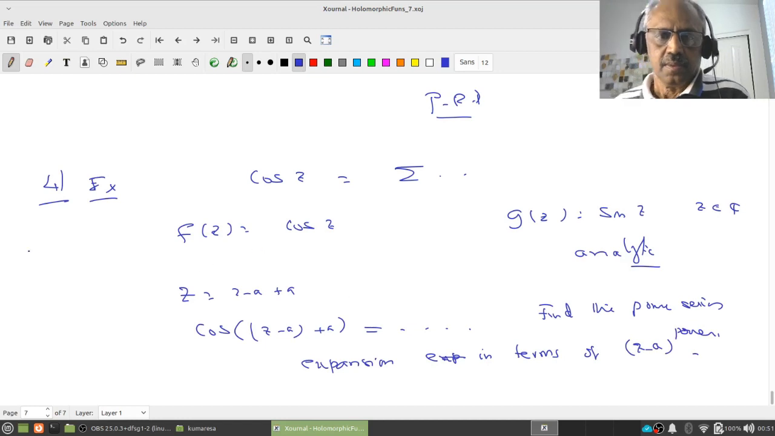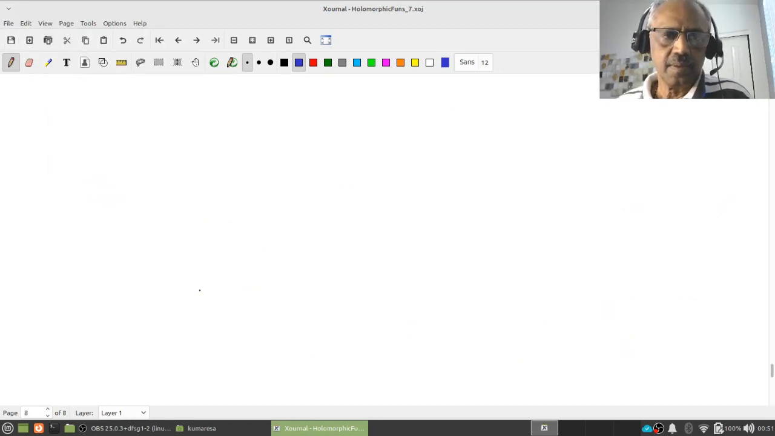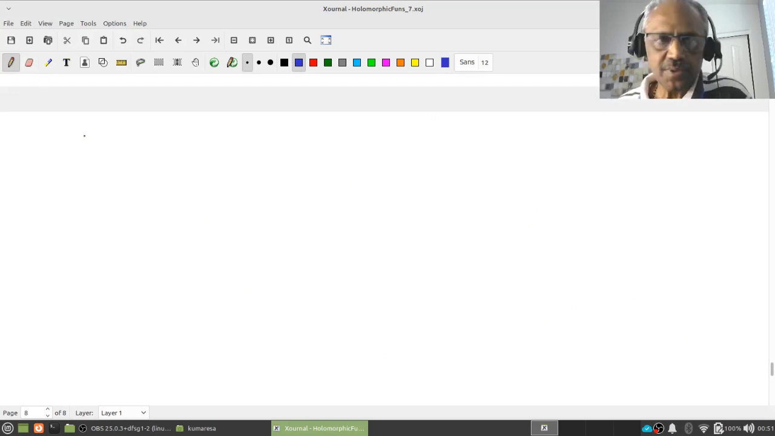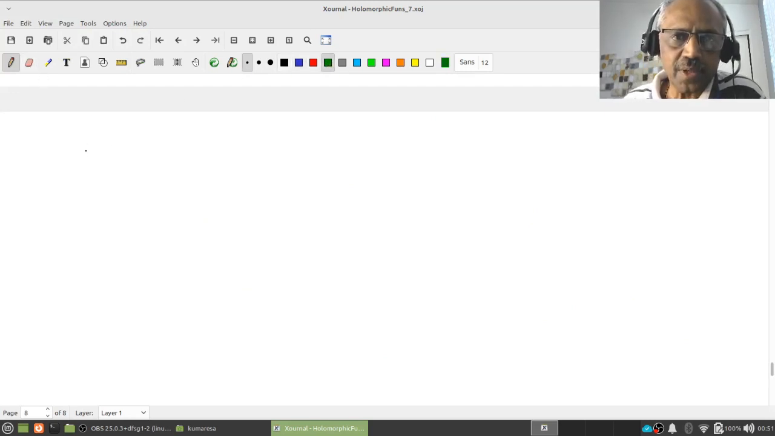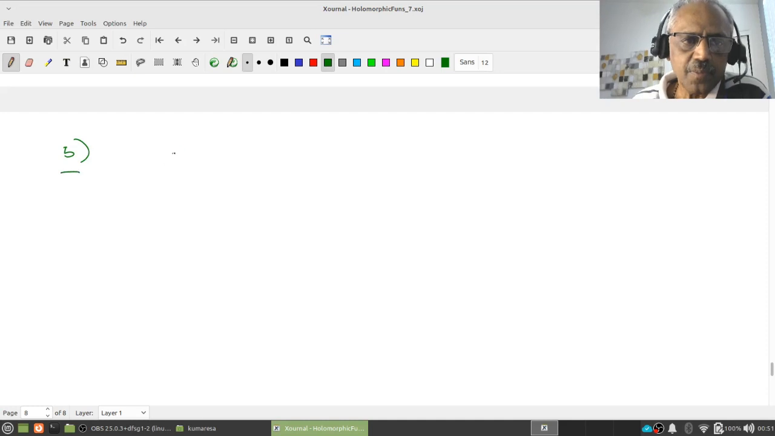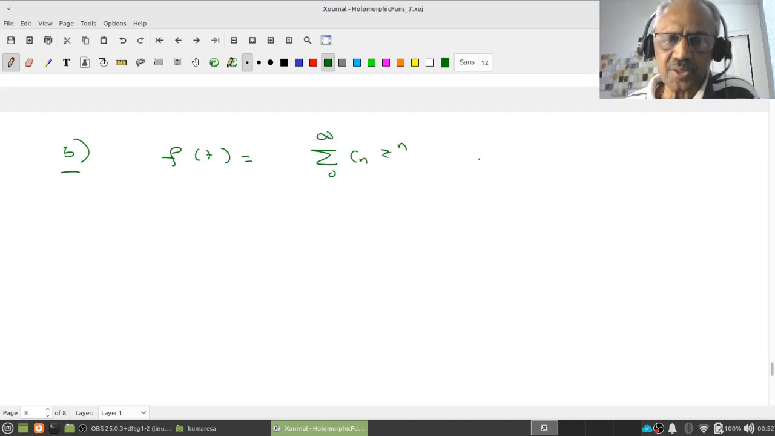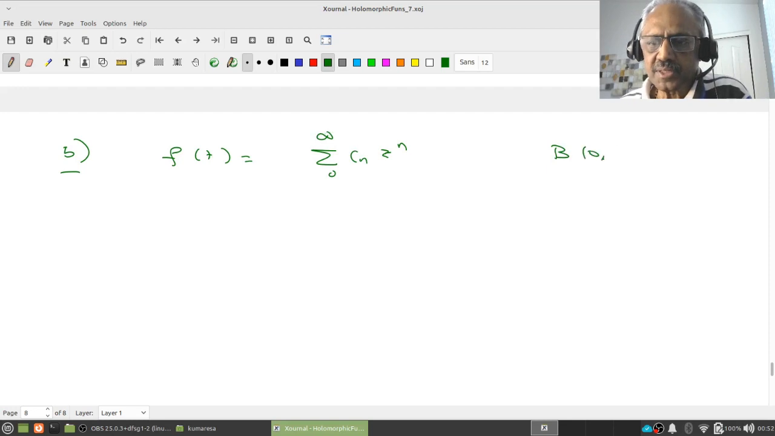Okay, that's an exercise. Now let's come to the first thing. Many of you would have lost the thing. Suppose f of z is a power series function, namely the sum of Cn z power n. For simplicity, I am assuming it's a power series function defined on a disk centered at 0.